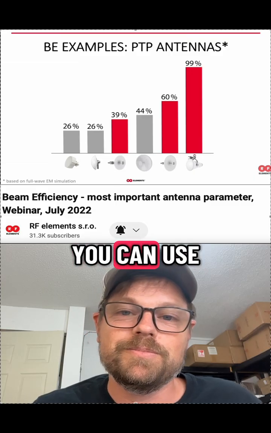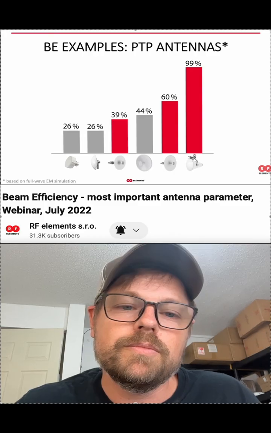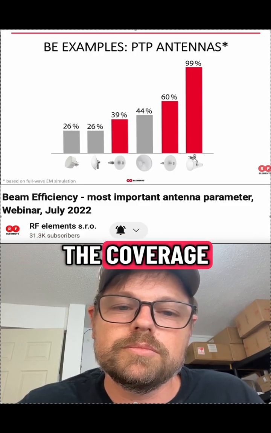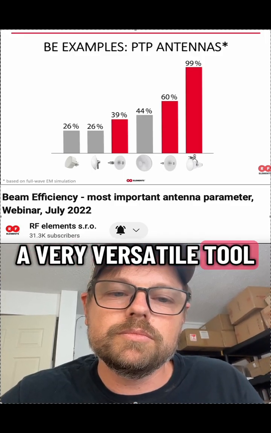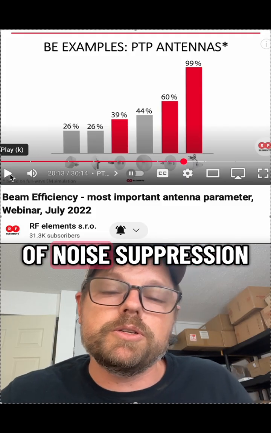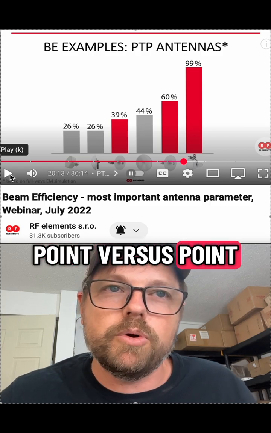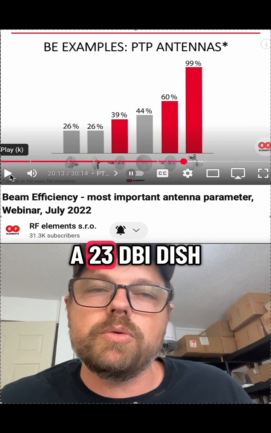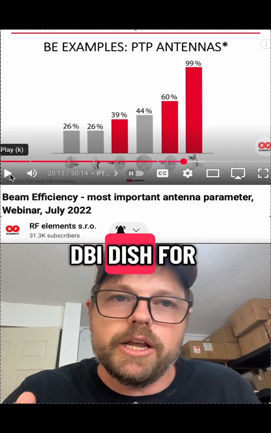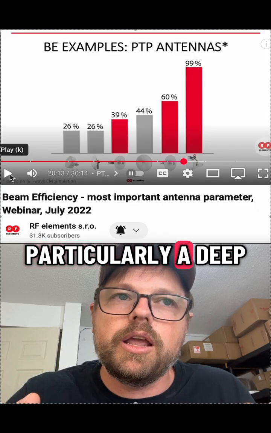Good thing is you can use the Ultra horn not only for point-to-point, but also for multi-point coverage. With the option of tilting the antenna down, you can dynamically adjust the coverage. So it's really a very versatile tool. Not the best tool in terms of noise suppression, but on using the Ultra horn for point-to-point versus point-to-multipoint, you can also do that with a 23 dBi dish. You can also use a 23 dBi dish for point-to-multipoint with good effect, particularly a deep dish.